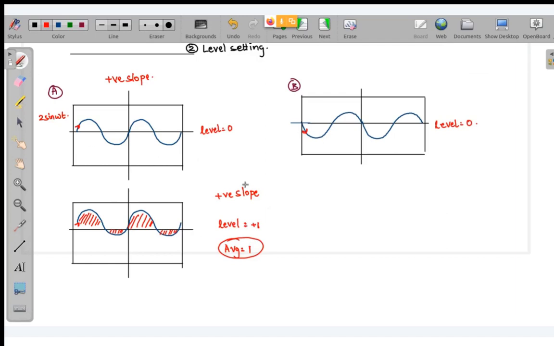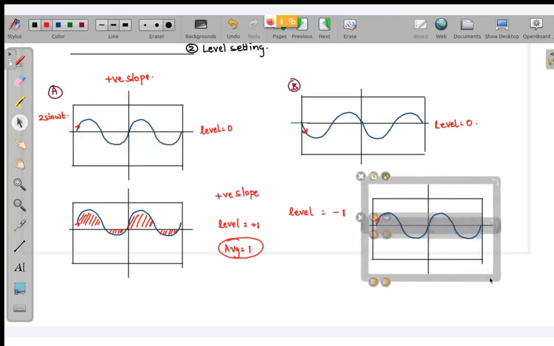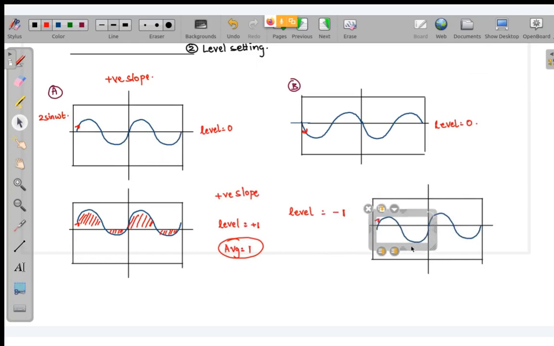Now, if suppose I tell you with positive slope only, my level setting is equal to -1 or less than 0, then what will happen? The same signal will be displayed twice on the screen, but it will look something like this. This whole signal will move downwards. Now this time you can see the negative half cycle is more than the positive half cycle, which will cause a negative average value of the signal.